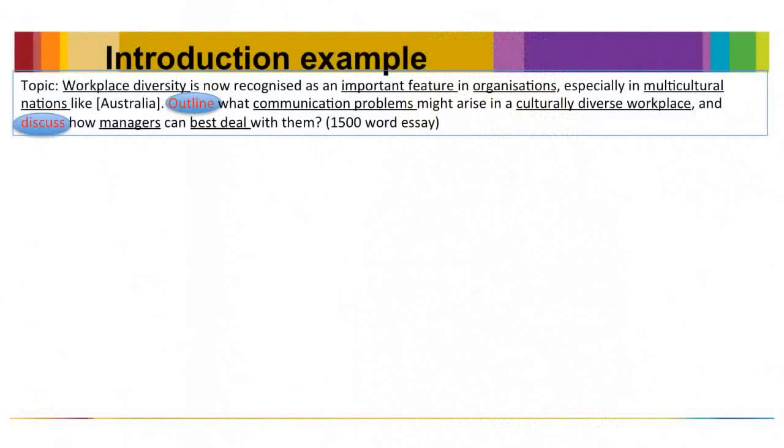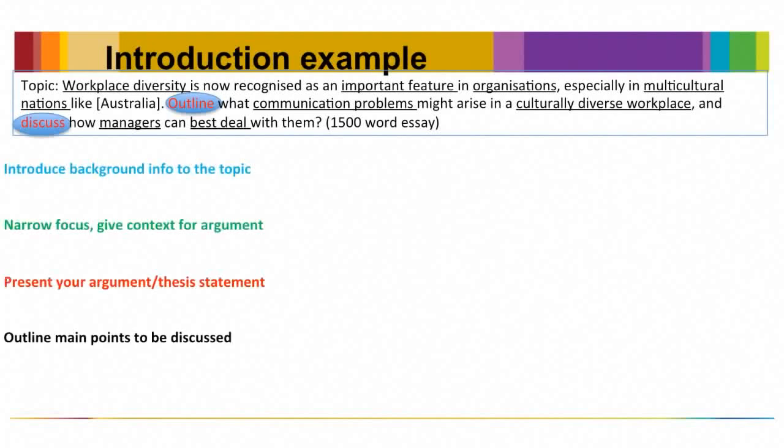Here is an example of an introduction that I've provided for you. We'll have a look at the topic to begin with, and as you can see, topic analysis has been applied. The topic is: workplace diversity is now recognised as an important feature in organisations. And you can see that 2 instructional words such as outline and discuss have been circled. The key words such as workplace diversity and multicultural nations have been underlined, and limiting words like Australia have been bracketed.